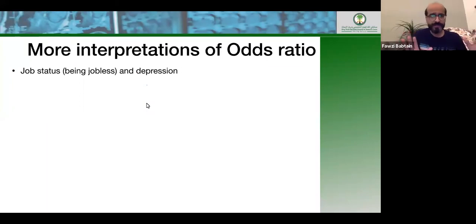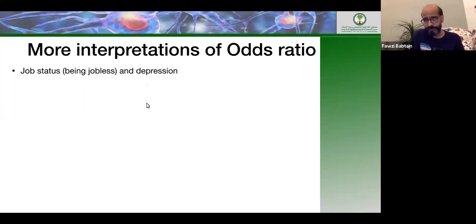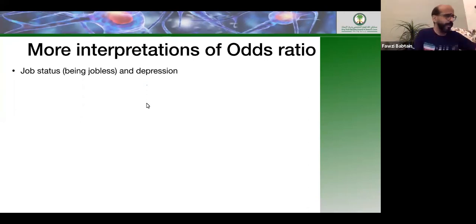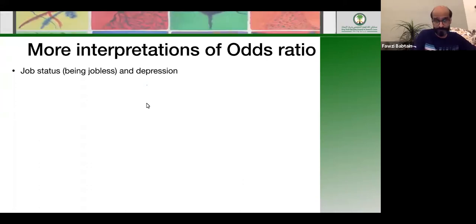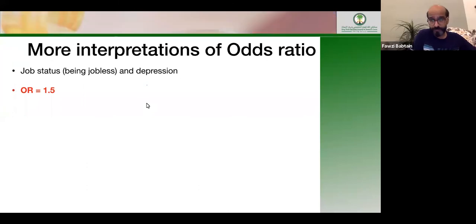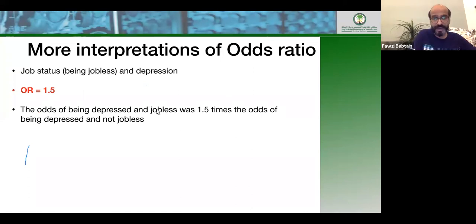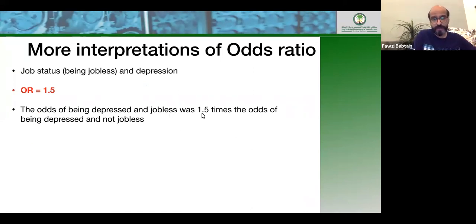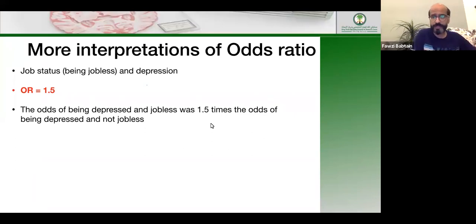So this is another example: job status and depression, holding a job versus being jobless and the association with depression. The odds ratio came up to be 1.5. This is an example without details. I just want to show you the examples here. The odds of being depressed and jobless was 1.5 times the odds of being depressed and not jobless.